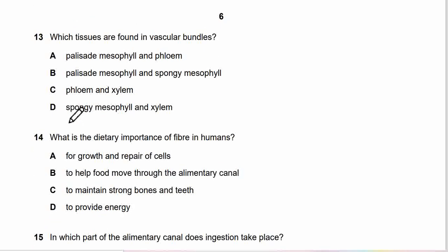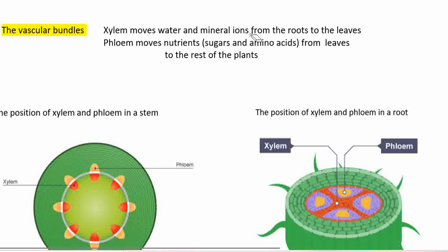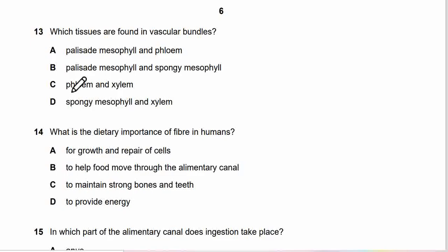Next question. 13. Which tissues are found in vascular bundles? Let's see the vascular bundles of plants. Vascular bundles are the xylem that moves water and mineral ions from roots to leaf, and phloem that moves nutrients from leaves to the rest of the plant. So they are xylem and phloem, not palisade or spongy mesophyll. Question 14, what is the dietary importance of fiber in humans? Fiber helps food move through the alimentary canal. Providing energy is carbohydrate, glucose; growth and repair is protein; strong bones and teeth is calcium. So this is the importance of fiber.